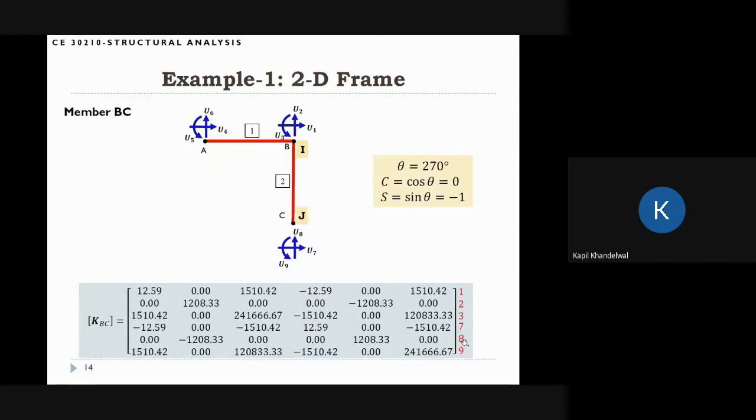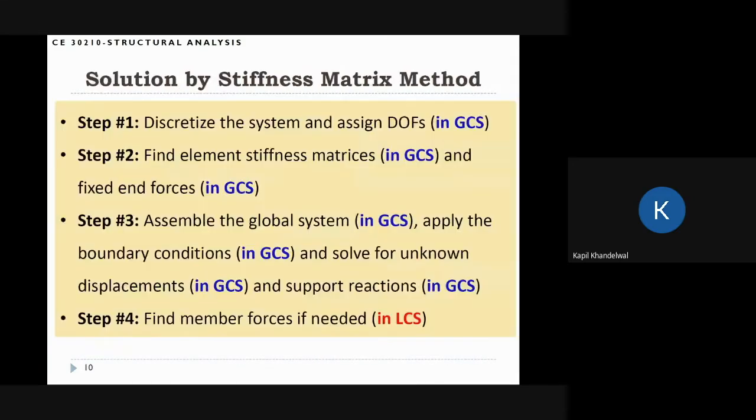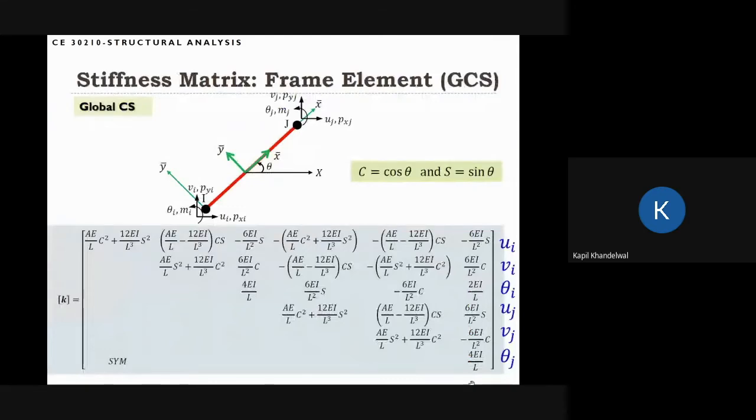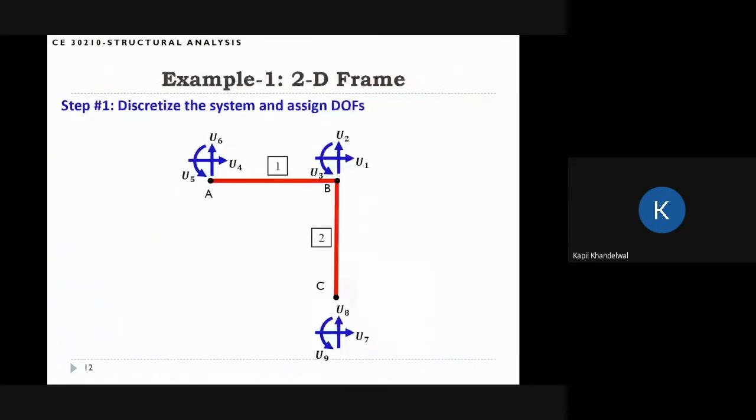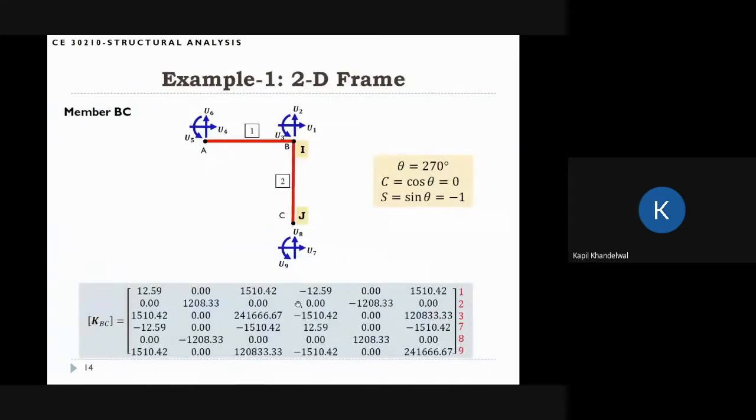And for the second member, I consider B as the I node, and the J node is C. You can see that in this case, the orientation angle is 270 degrees. And then C is 0, S is -1. So once we have the orientation, we can calculate these numbers. Let me go back. I use this expression to calculate the stiffness matrix. I plug in the values for this member, and I got this stiffness matrix.